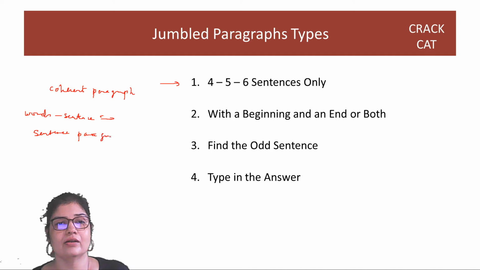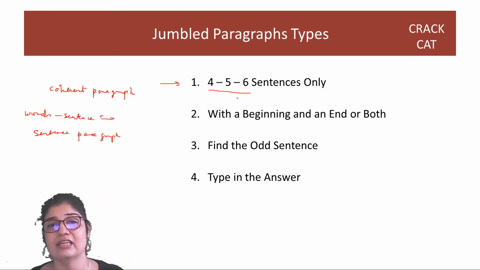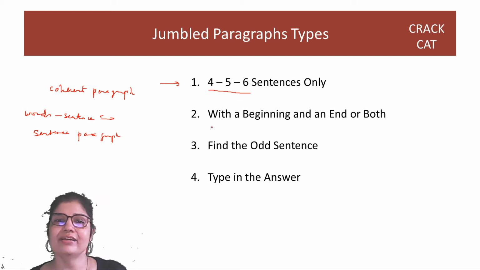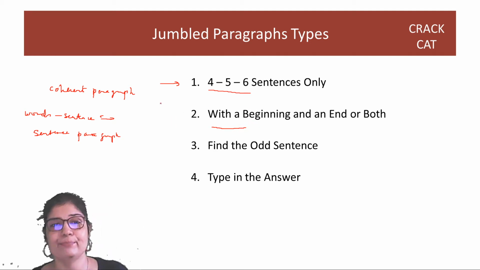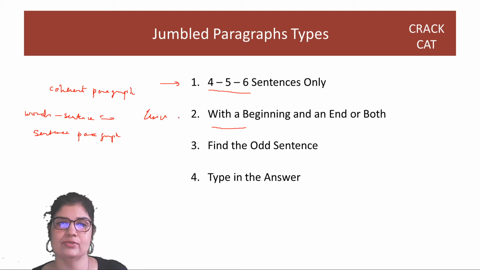Okay? So 4, 5, 6 sentences दिए गए हैं. You have to read all the sentences first and give them some order. This is the most common type. Then you have another type where a beginning and an end is given and बीच के sentences are jumbled up. These are easier because you already know you have to start with this or have to end with this. So these are easier. 2 is easier than 1.